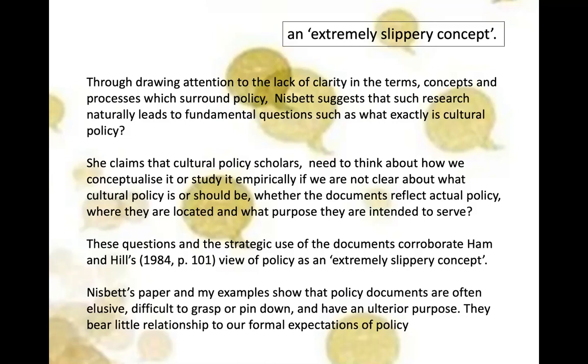So these questions and the strategic use of documents that Nisbet was able to identify corroborate Hammond Hill's view of policy as an extremely slippery concept. So Nisbet's paper and my example show that policy documents are often elusive. They're difficult to grasp or to pin down and have an ulterior purpose. They bear little relationship to our formal expectations of policy.